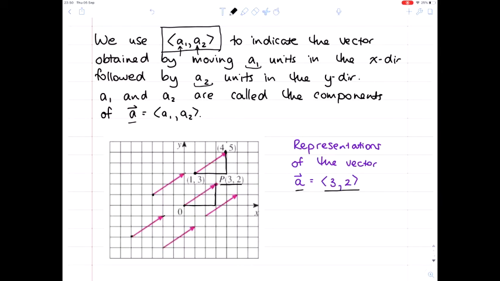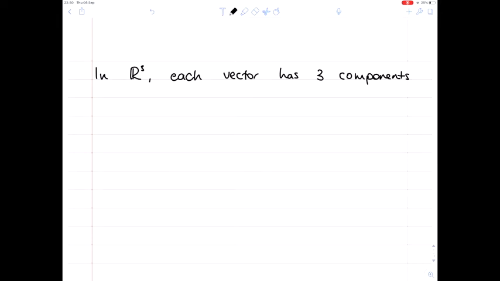So if we're in R3, then obviously our vector needs to have 3 components. It needs to tell you how far to go in the x, y, and z directions. So we would write a 3-dimensional vector as a1, a2, a3, which says go a1 in the x direction, then a2 in the y direction, and then a3 units in the z direction.